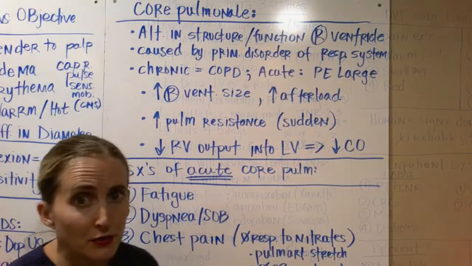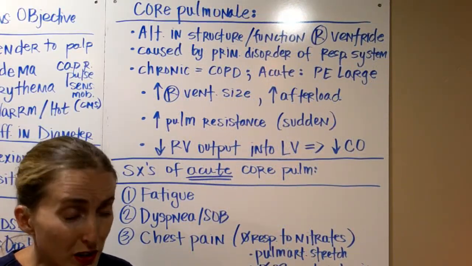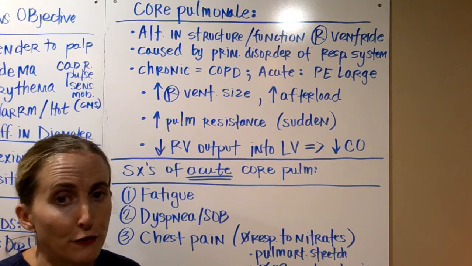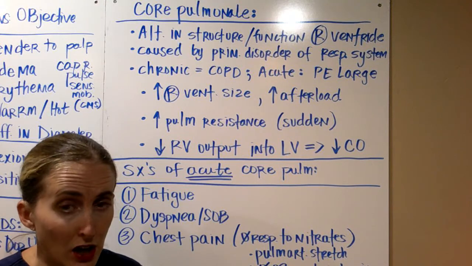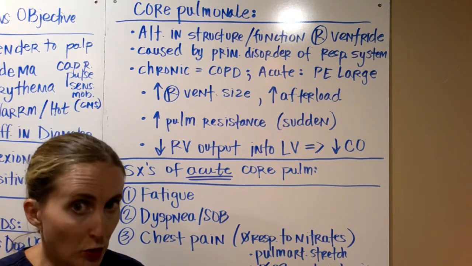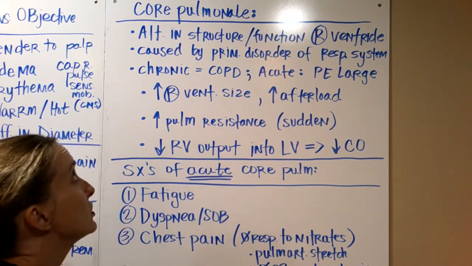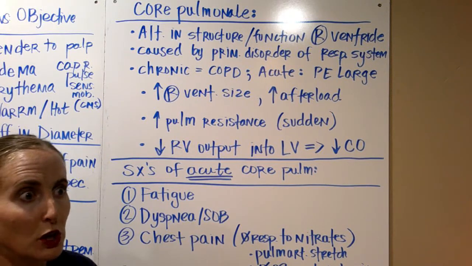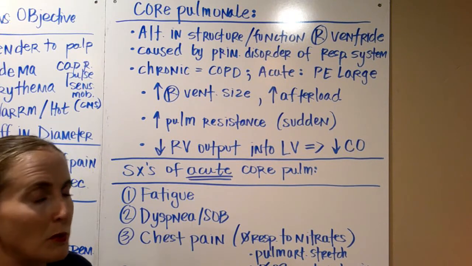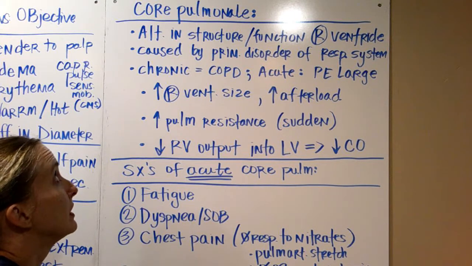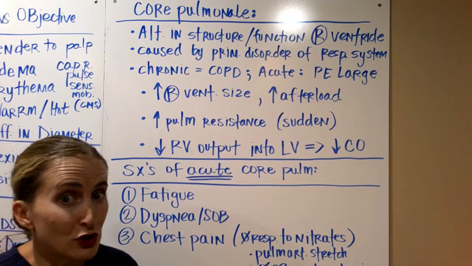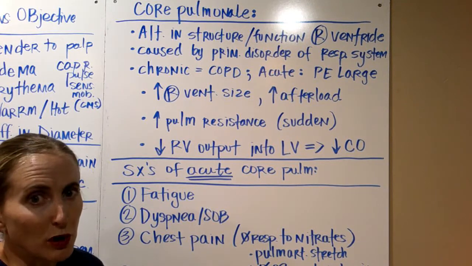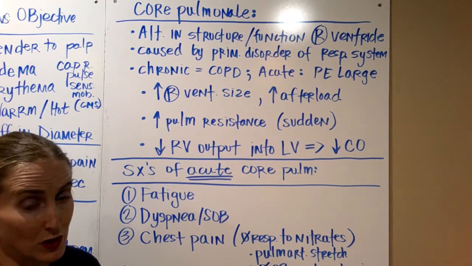When we have, let's see, our worst case scenario for any DVT is that it will travel to somewhere bad. And the first place that it hits and gets lodged in is in the lungs, the pulmonary system, okay? So that brings us to the emergent, really quick, hard right heart failure, but more aptly named cor pulmonale. So cor pulmonale is an alteration in structure or function of the right ventricle, okay? And it's usually caused primarily by a disorder of the respiratory system.